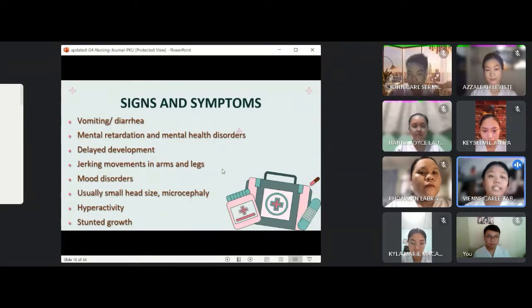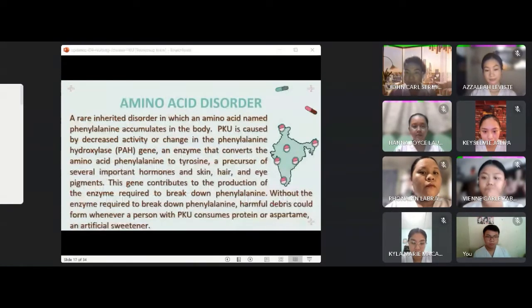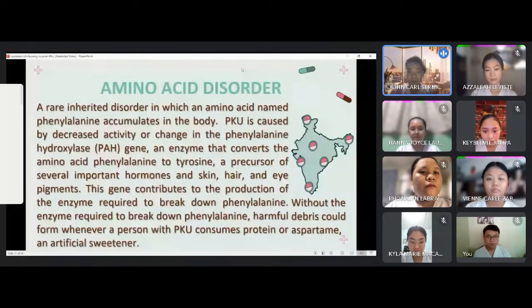So for the amino acid disorder, today everyone, I will be the one discussing the amino acid disorder. It is a rare genetic condition where the body develops an excess of the amino acid called phenylalanine.